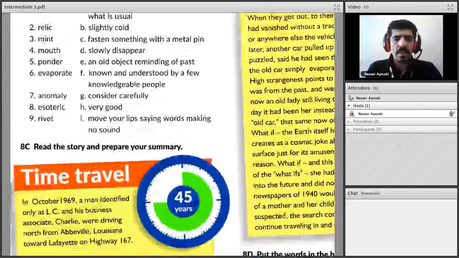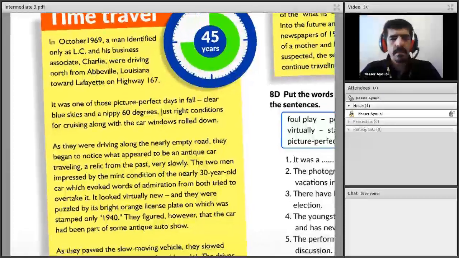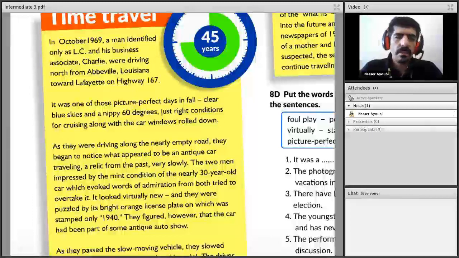8C, read the story and prepare your summary. Okay. Time travel. In October 1969, a man identified only as LC and his business associate Charlie were driving north from Abbeville, Louisiana toward Lafayette on Highway 167. A man identified only means a man who was known only as LC. His name was LC, and his business associate, Charlie, were driving from Abbeville in Louisiana toward Lafayette on Highway 167.